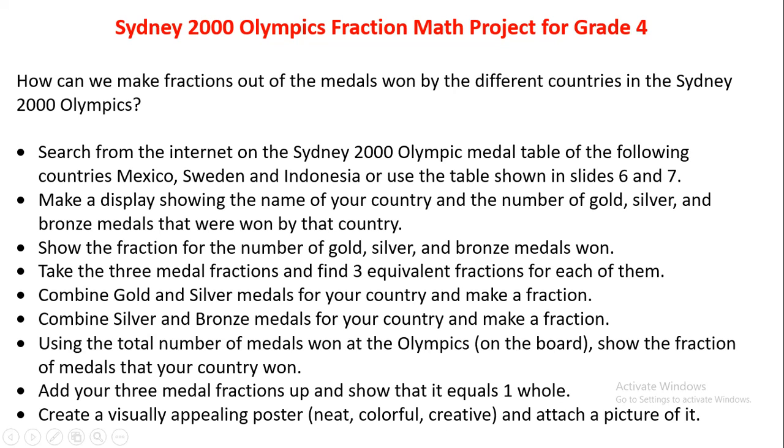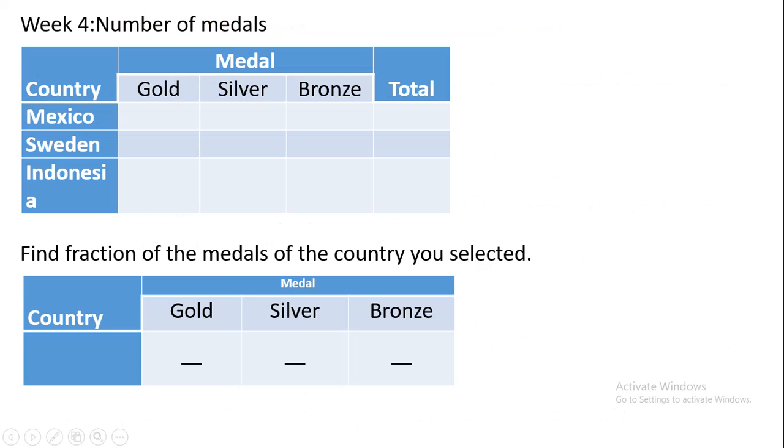Of course, you have to read these instructions carefully. Show the fraction for the number of gold, silver, and bronze medals won. Make a display showing the name of your country and the number of gold, silver, and bronze medals won by that country. Of course, we have 3 countries. We need to choose one of them to talk about. I will show you in the slides.